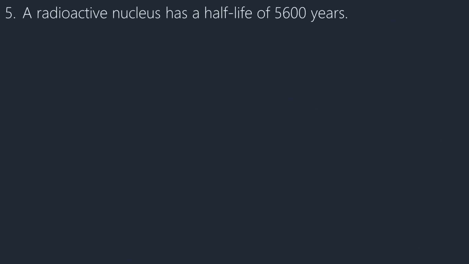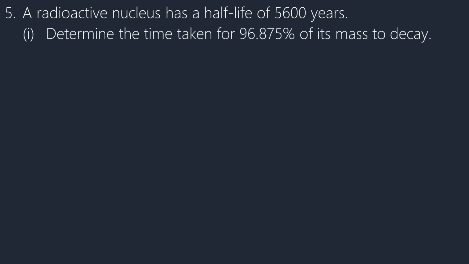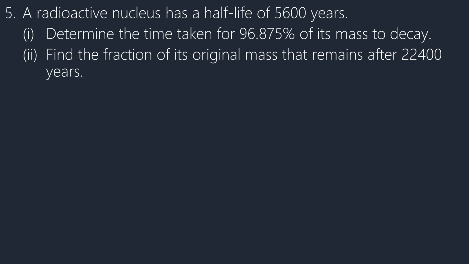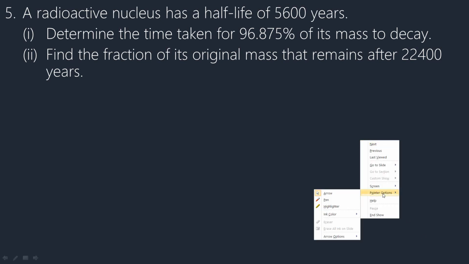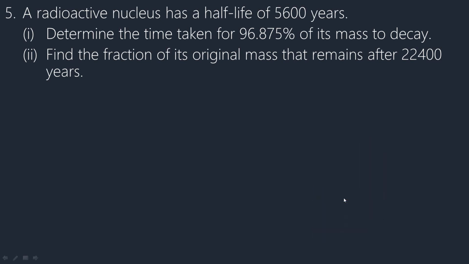Let me look at, I think, the third last example. A radioactive nucleus has a half-life of 5,600 years. Determine the time taken for 96.875% of its mass to decay. Part B, find the fraction of the original mass that remains after 22400 years. You see? This is also just very easy. I know you can do it.